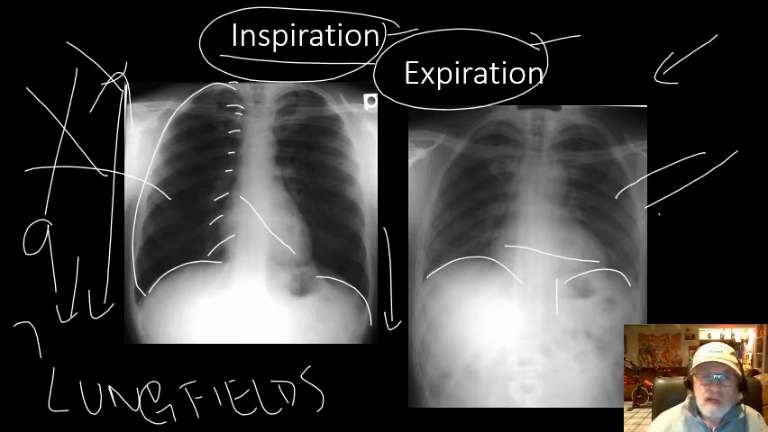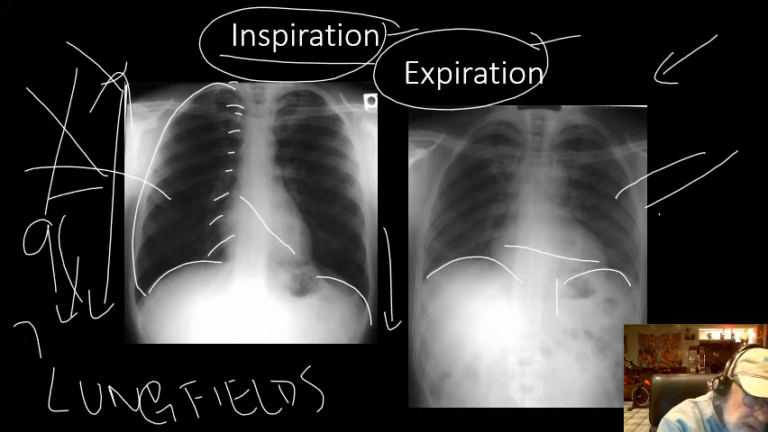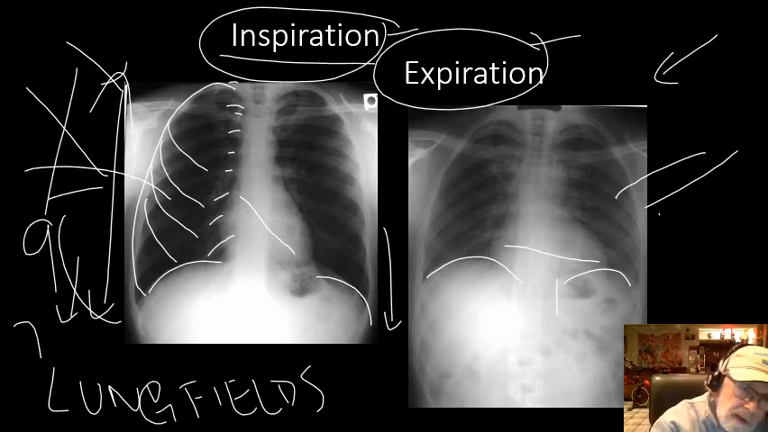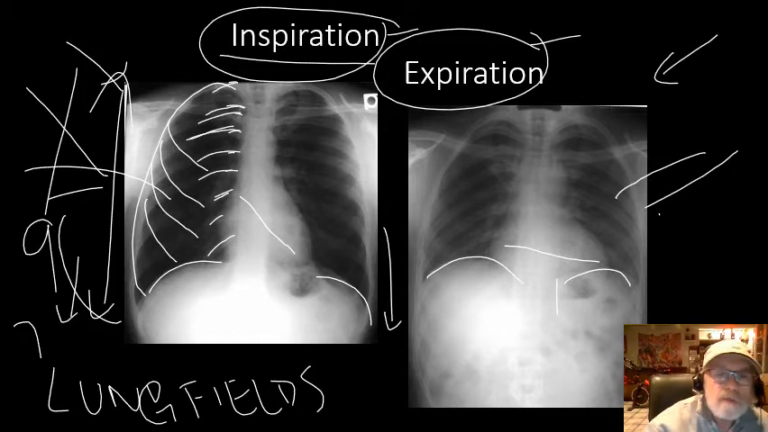So if I see those 9 posterior ribs, because the posterior ribs are more horizontal, the anterior ribs are the ones that are angling down. Here's an anterior rib here, anterior rib here, anterior rib here, anterior rib here, but this area here is posterior, and this is 1, and 2, and 3, 4, 5, and all the way down, okay? So as a result, if I can count 9 posterior ribs, I know it's probably a good inspiration film.